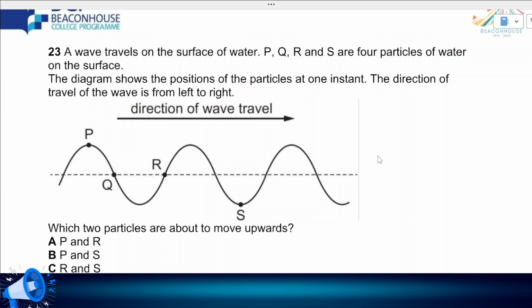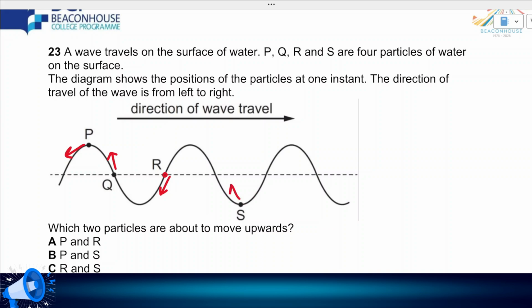We are provided with the water wave and which 2 particles are about to move upwards. For a progressive wave which is moving to the right side, the simplest way to find the direction of motion is to draw it with respect to the part of the wave that is behind it. For example, P is over here. At the back of P, the wave is something like this, in this direction. For Q, the wave just behind Q is in this direction. At R, the wave behind R is in this direction.